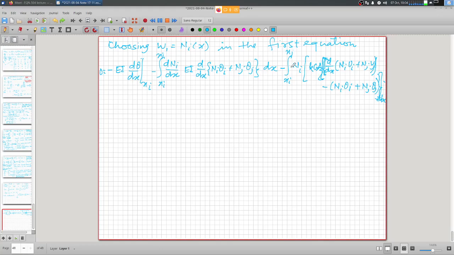I expect all of you to please work it out and get these four equilibrium equations ready for assembly when we resume our lecture tomorrow morning. Thank you.